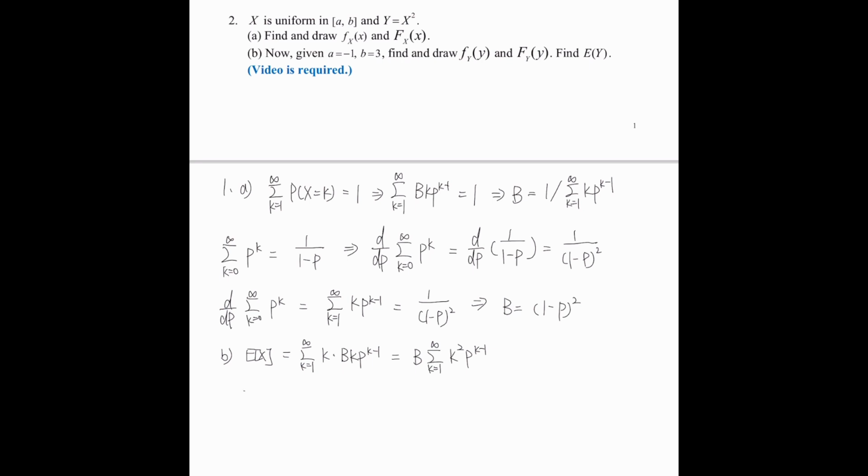To find this, we can calculate the sum from k equals 1 to infinity of k times p to the kth power first. This equals the sum of k times p to the k minus 1 power times p, which equals 1 over 1 minus p squared times p. And then we can differentiate both sides. d over dp of the sum from k equals 1 to infinity of k times p to the kth power equals d over dp of p over 1 minus p squared.